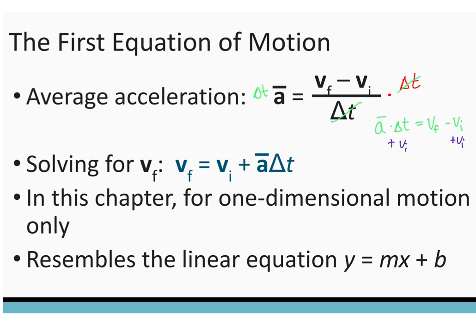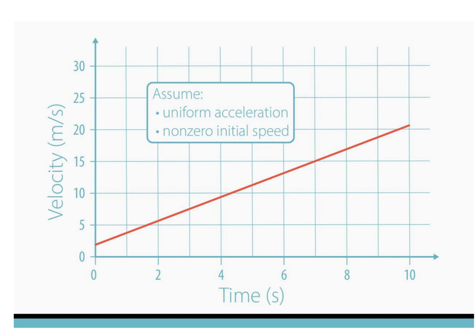They point out that it resembles your y equals mx plus b, because you have an initial and you have a slope times a time, right? It looks similar to a linear equation there. You can then have a time-velocity graph. This has uniform acceleration. My acceleration is not changing here, as you can see from the slope.